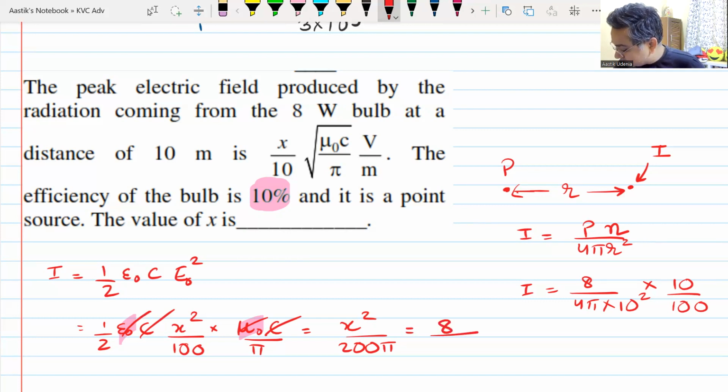So, yes. 8 divided by 4 pi into 100 into 100 into 10. Pi and pi go away. 101 go away. This is 2. This is 4. This is 4 by 10. 4 by 10 is what I am getting, 0.4.